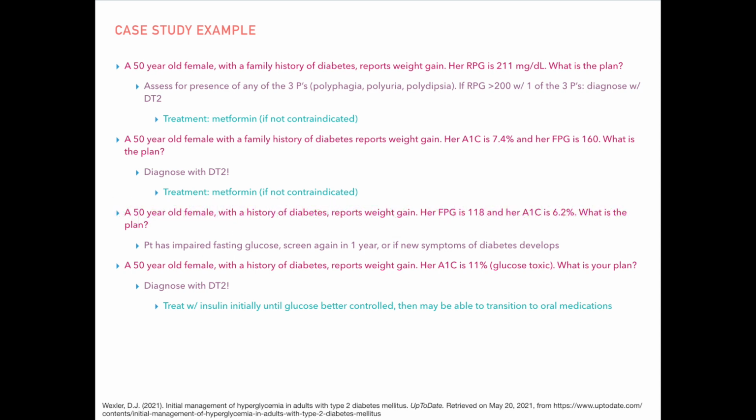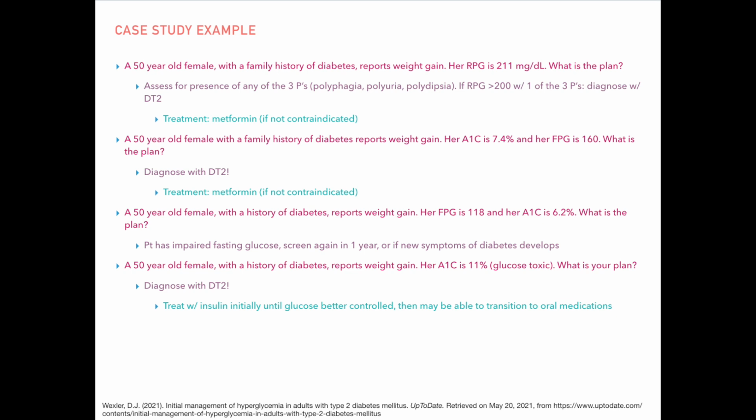So next up, 50-year-old female, history of diabetes, reports weight gain. Her fasting plasma glucose is 118 and her A1C is 6.2%. What is the plan? So if we think back on those numbers and our pre-diabetes numbers, this patient actually has pre-diabetes or impaired fasting glucose. What is our plan for these patients? Well, now that they have risk factors, we're screening this patient every 1 year, or of course if any new symptoms of diabetes were to develop. But otherwise, this is the patient that we're screening annually because of their risk factors.